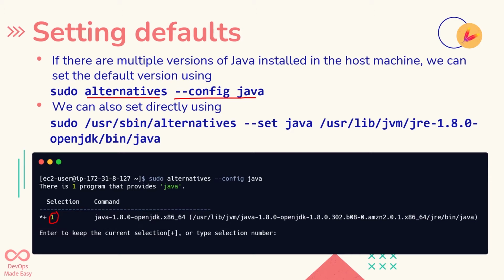Alternatively, you can run a direct command, which is alternatives --set java, and then give the location of your Java to make it the default one. Currently I have JRE 1.8.0. Let's say you have Java 11 also, then you can point to that installation directory to set the default Java. This is how you set the defaults once you have multiple versions of Java installed in your Linux machine.